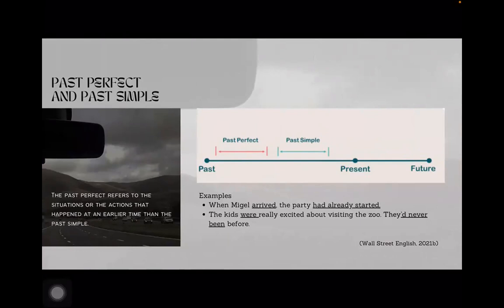For example, when Miguel arrived, the party had already started. This means that the party already starting is the first action or event, and then after that, Miguel arrived at a point in time.